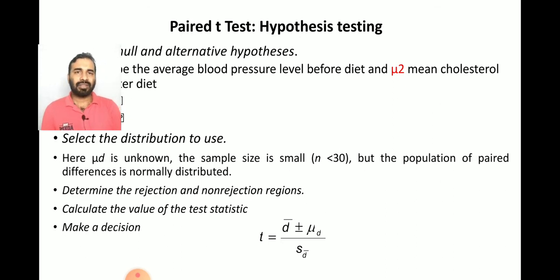So the thing is that when the samples are dependent and we don't know the population standard deviations, and the sample size is very small, then we can go for a paired t-test, or matched t-test, or dependent t-test. So this is the procedure of the t-test.